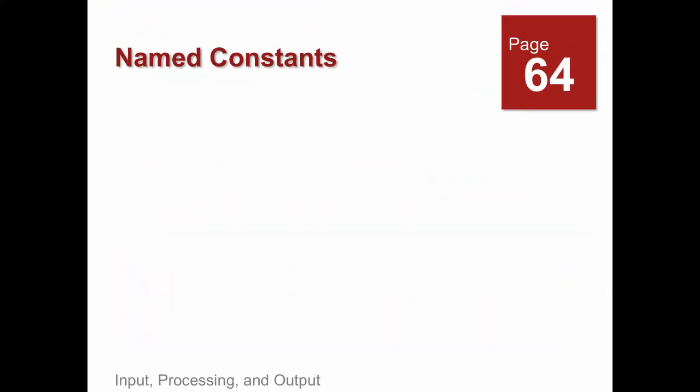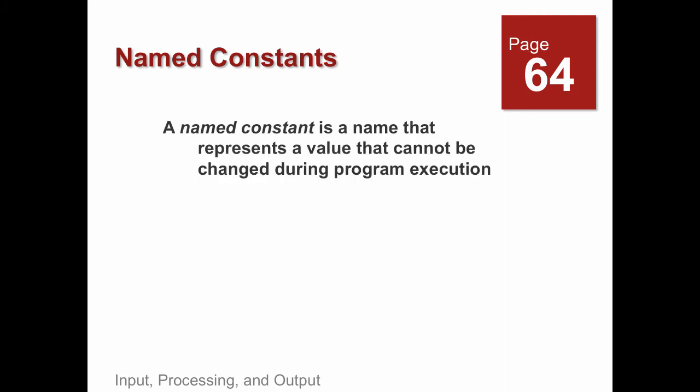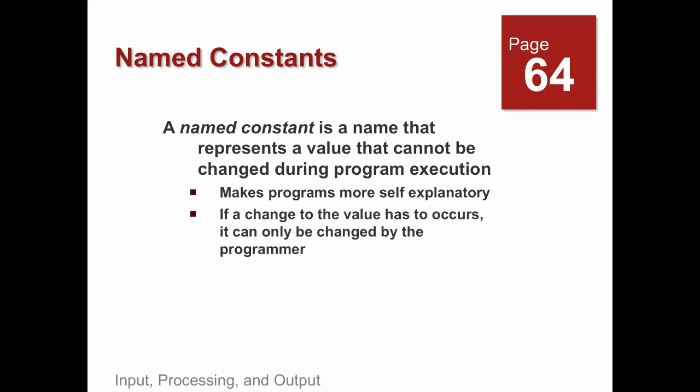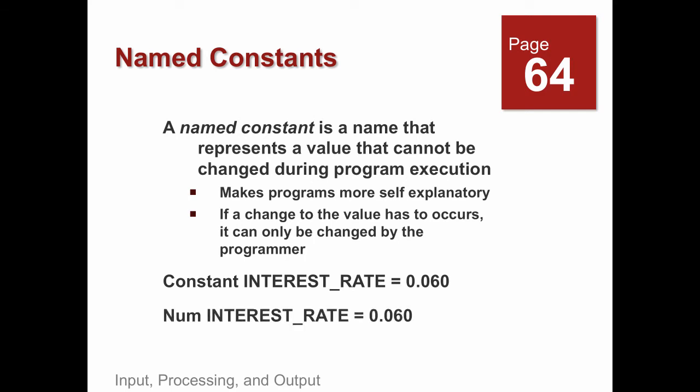We also have named constants. In other words, those are things in the program that we actually don't change. A named constant is a name that represents a value that cannot be changed during the execution of a program. So we put them in there, and if a value needs to change, it can only be done by the programmer, not by anything else. So we can say there's a constant called interestRate, and that's going to be 0.06, or 6%. We can say there's also a number called interestRate, and that equals 0.06.